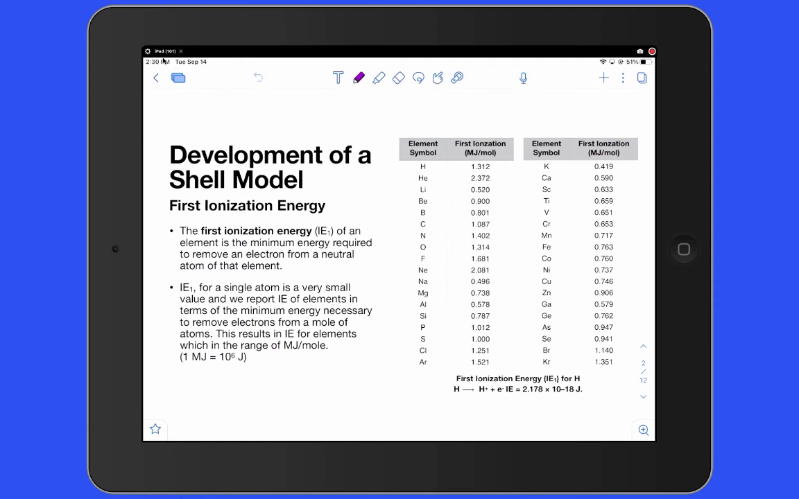So we could look at this list right now and say, which element in this list is going to have the strongest attraction to the electron that's being removed? Looks like helium, right? What element's going to have the weakest attraction for an electron? Yeah, look at potassium. It's got 0.419.